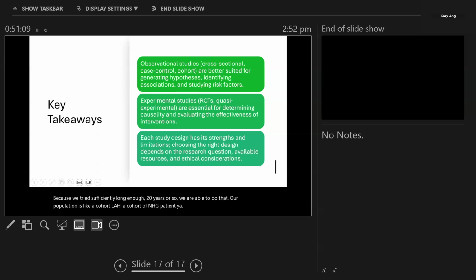So key takeaway: observational studies, the cross-sectional, case control, cohort, they are better suited for generating hypotheses, identifying association, studying risk factors. Actually, cross-sectional can identify association too. Experimental studies are more for determining causality and evaluating the effectiveness of interventions. All have strengths and limitations depending on what you're doing. So as KL said, your focus is mainly on observational study. I don't think any of you will do experimental study unless you're in the evaluation team. But even then, they don't do it. They just evaluate the design. And these are some of the things to consider.